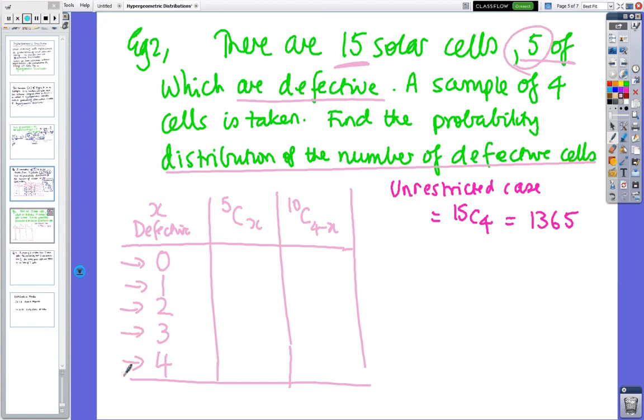We can only take 4 because the sample size is only 4. So there are 5, but we don't need to worry about 5 because the sample is only 4. Okay, so we've got 5 defectives and we've got 10 normals.